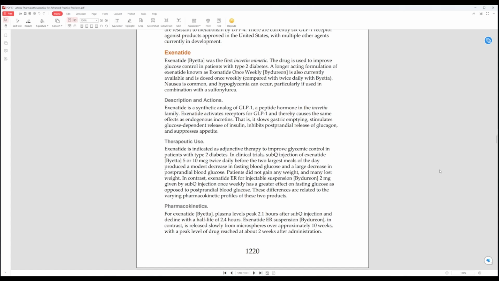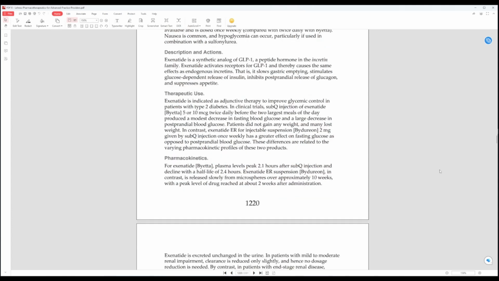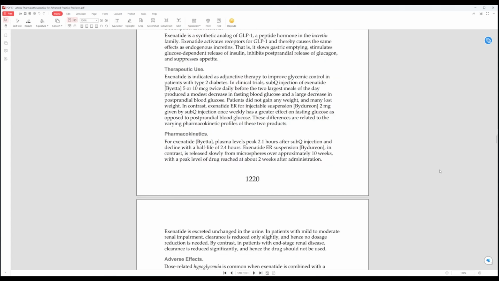Description and action. Exenatide is a synthetic analog of GLP-1, a peptide hormone in the incretin family. Exenatide activates receptors for GLP-1 and thereby causes the same effects as endogenous incretins. That is, it slows gastric emptying, stimulates glucose-dependent release of insulin, inhibits postprandial release of glucagon, and suppresses appetite. Its therapeutic use is indicated as adjunctive therapy to improve glycemic control in patients with type 2 diabetes.